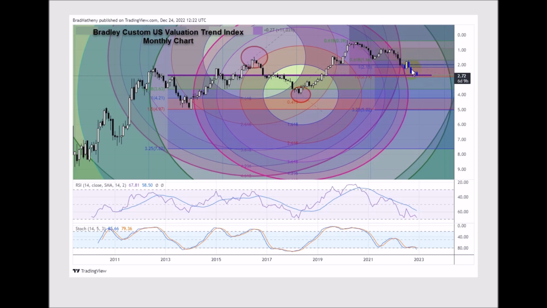This is a monthly chart, so we're probably not going to get it in the next week, but we'll see what happens over the next 2 or 3 weeks. We are in a downtrend, which is why we're cautious.